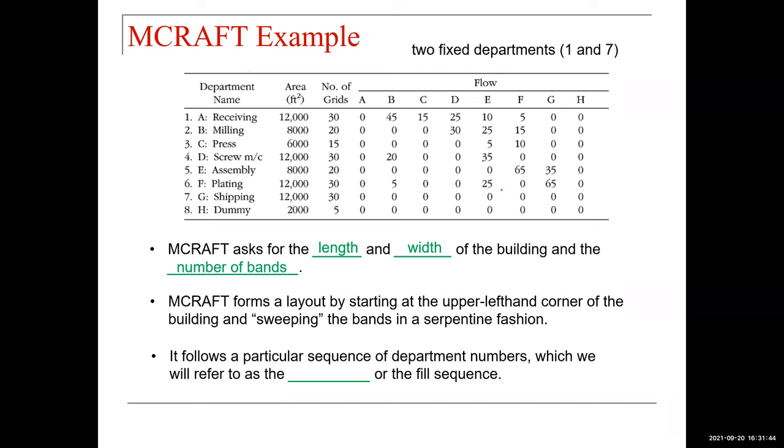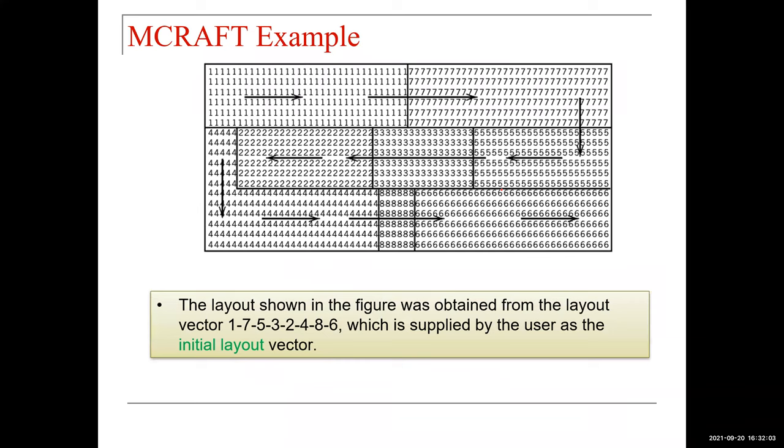So MicroCRAFT forms a layout by starting at the upper left-hand corner of the building and sweeping the bands in a serpentine fashion, following a particular sequence of department numbers, which we will refer to as the layout vector or the fill sequence. So this is what I'm referring to. You have, again, three bands in this case, and you are filling those bands using the information about the area and the department numbers. The layout shown in the figure was obtained from the layout vector 1, 7, 5, 3, 2, 4, 8, and 6, which is supplied by the user as the initial layout vector. Remember, CRAFT is an improvement algorithm. So the initial layout is given, and now we are trying to improve this layout.